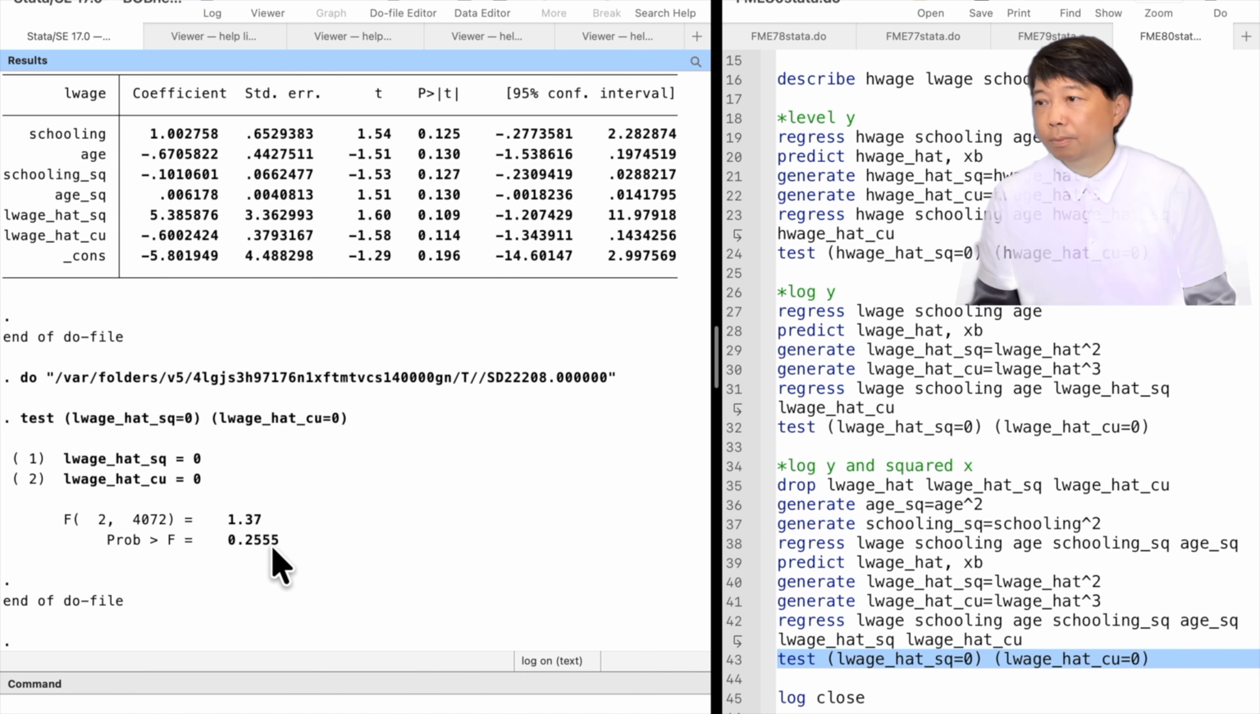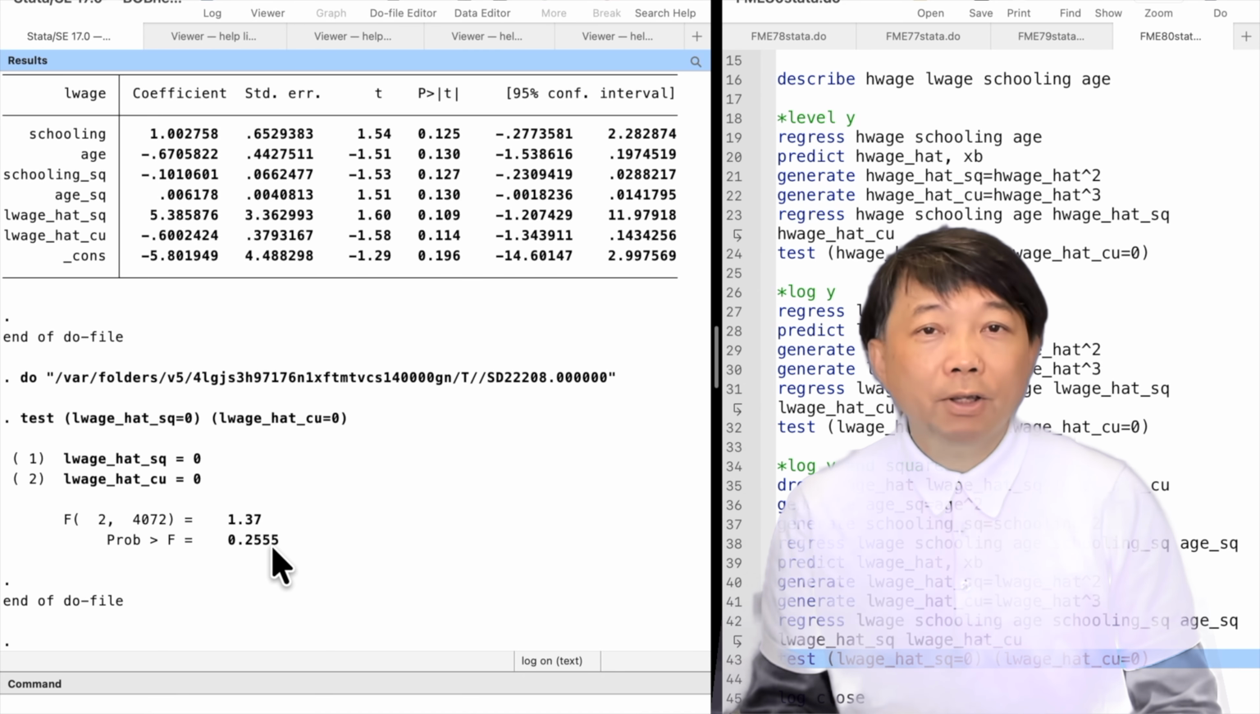In other words, the coefficients of the quadratic term and the cubic term of the fit values are both 0. The original model does not suffer from functional form misspecification. In terms of functional form, this model is the best of the three.